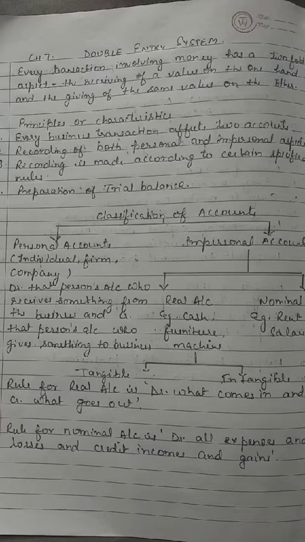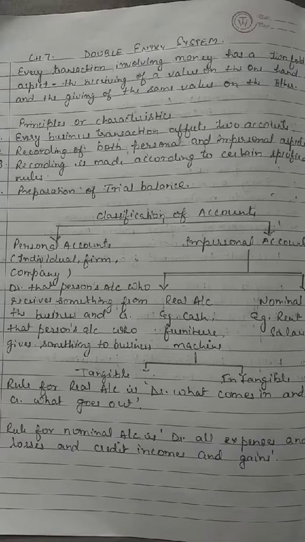Next is the recording of both personal and impersonal aspects. Both personal and impersonal aspects of transactions are recorded in double entry. It is possible that both the aspects of a transaction may be personal or both may be impersonal, or one may be personal and the other may be impersonal.